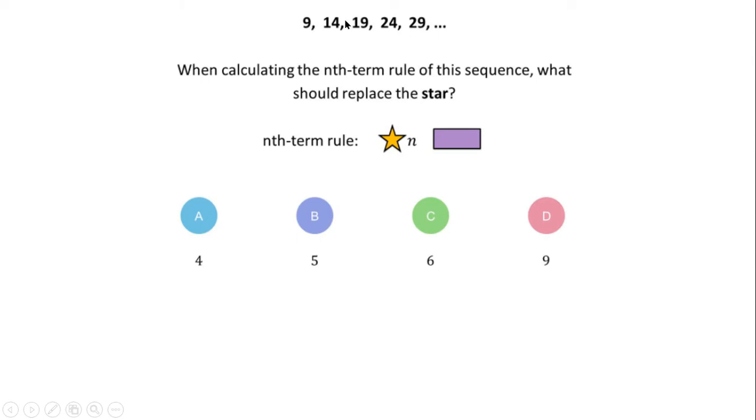So the common difference goes where the star is. That's what it's going up in. So this is going up in 5s. That would be where the star is. The rectangle represents the term before 9. So 9 take away 5 would get you 4. So the rectangle would be 4. The star would be 5.